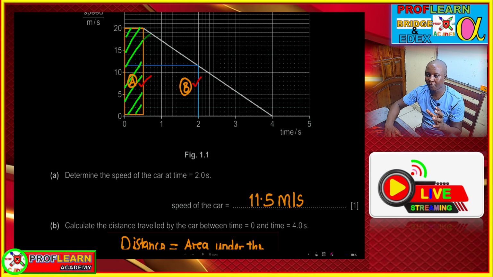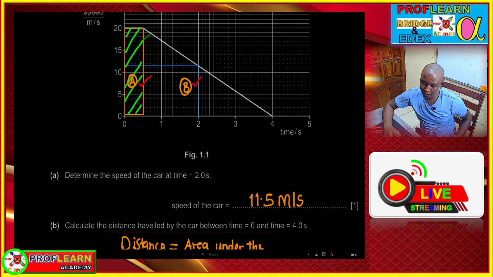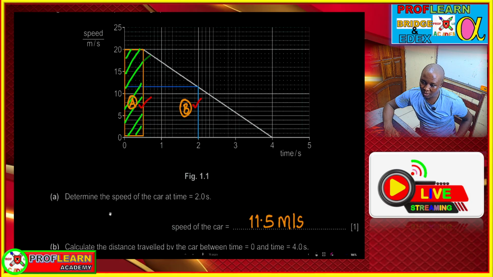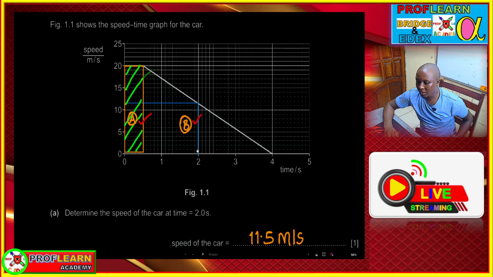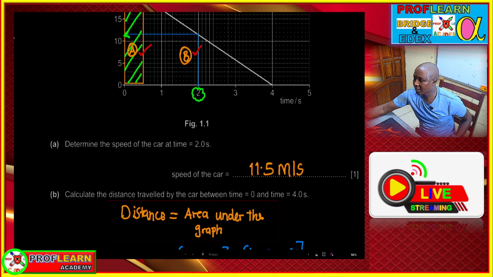So from the graph, if you are asked to find the speed, because this is a speed-time graph, then you can just check that particular time that you are being told. For instance, here we are being told the time of 2 seconds. So you move up and check the reading at that given point, and you realize that the correct answer here was supposed to be 11.5 meters per second.